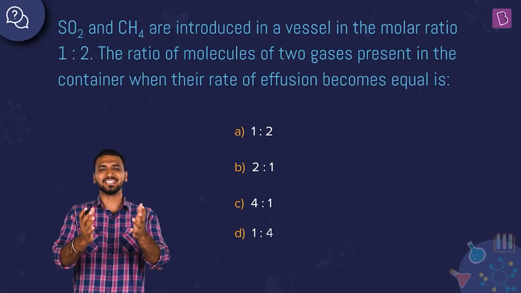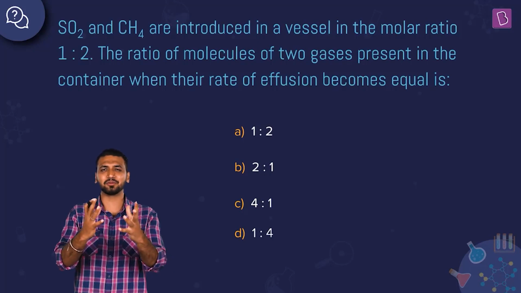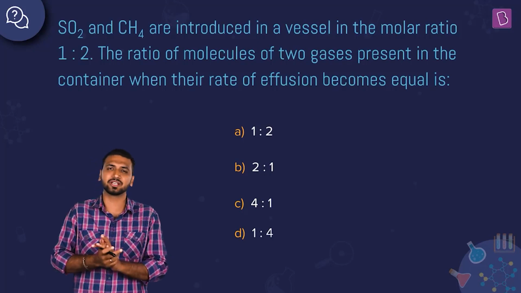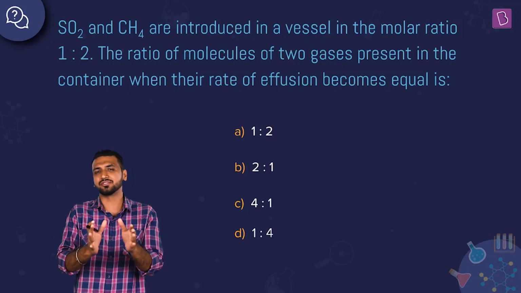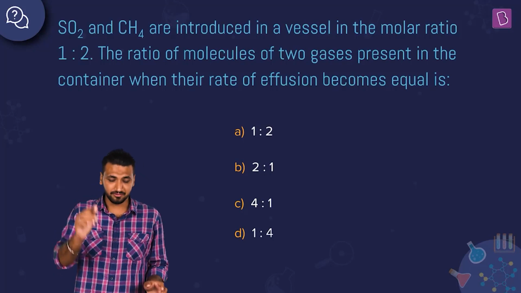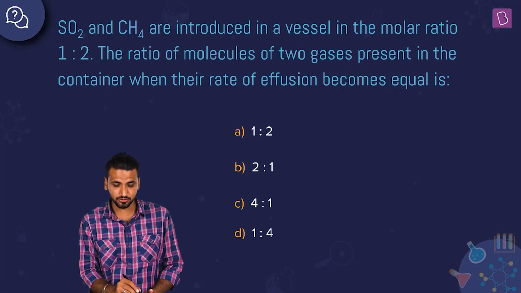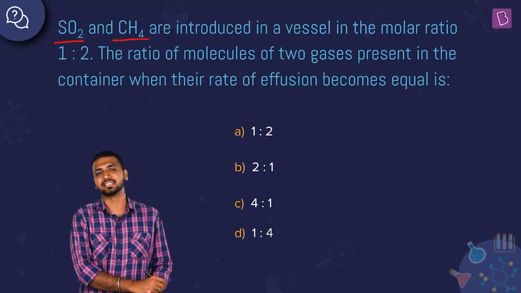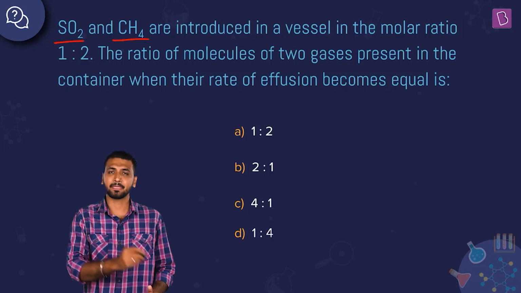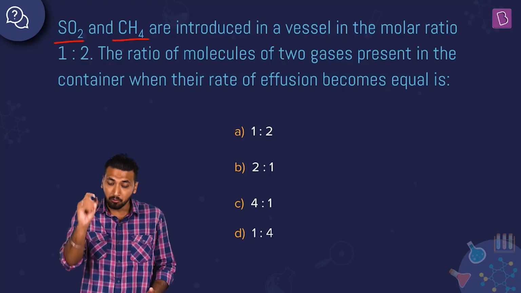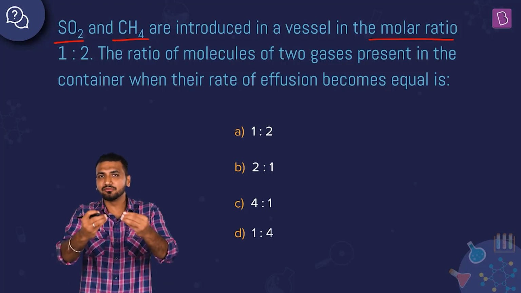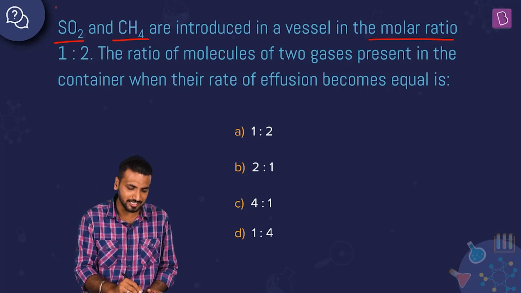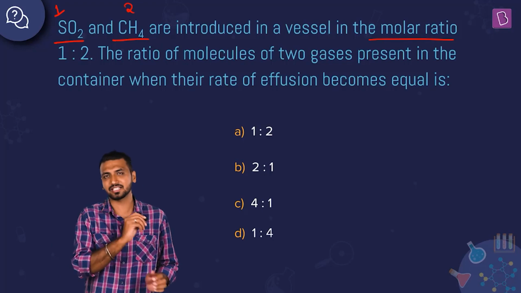Alright, so look at this question. This is from the gaseous states of matter, and the topic is diffusion and effusion. We are given two gases, SO2 and methane, CH4. We are provided with the molar ratio, 1:2, of moles. Let's call SO2 gas 1 and methane gas 2.